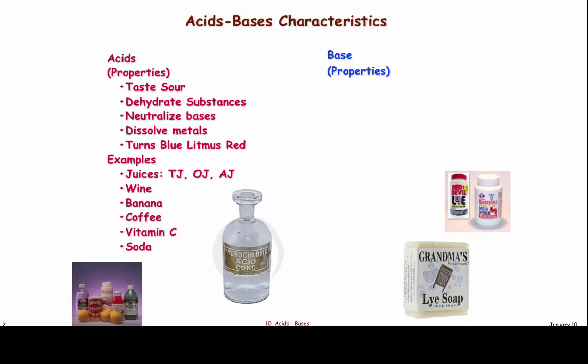Examples of acids are juices, tomato juice, orange juice, apple juice, wine, slightly acidic, banana, coffee, vitamin C. Vitamin C is actually ascorbic acid, and soda has a lot of phosphoric acid and carbonic acid.